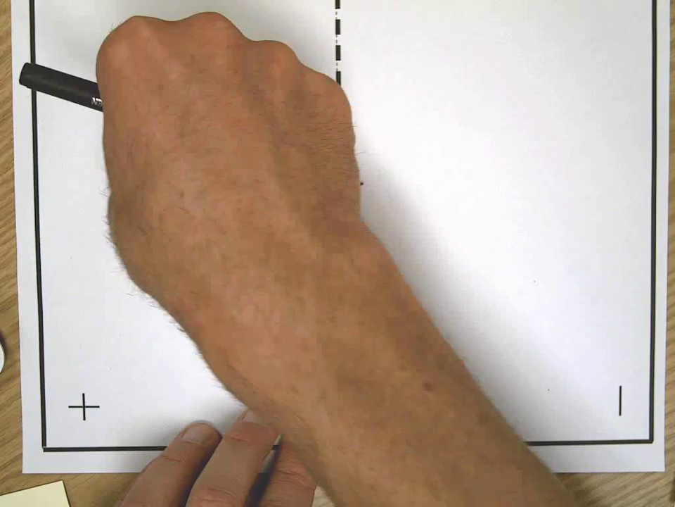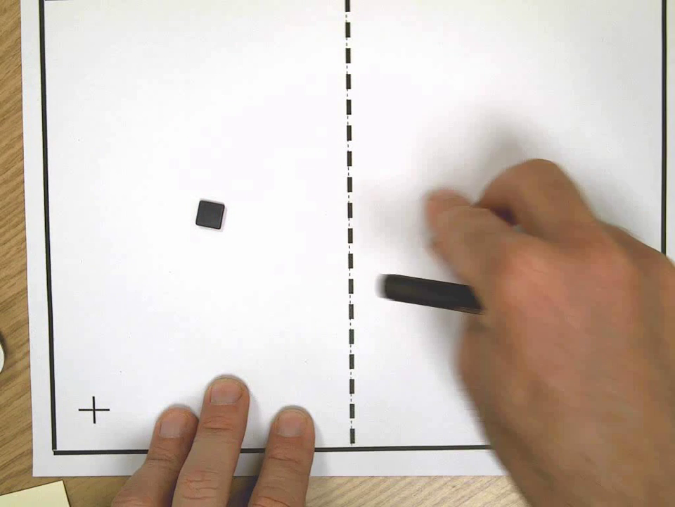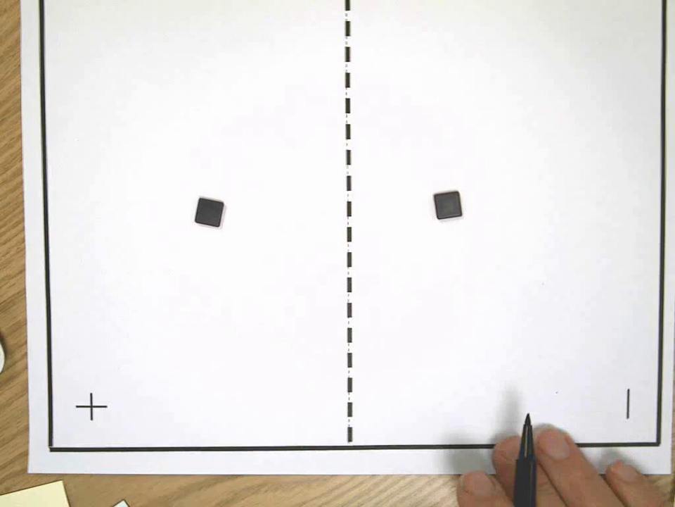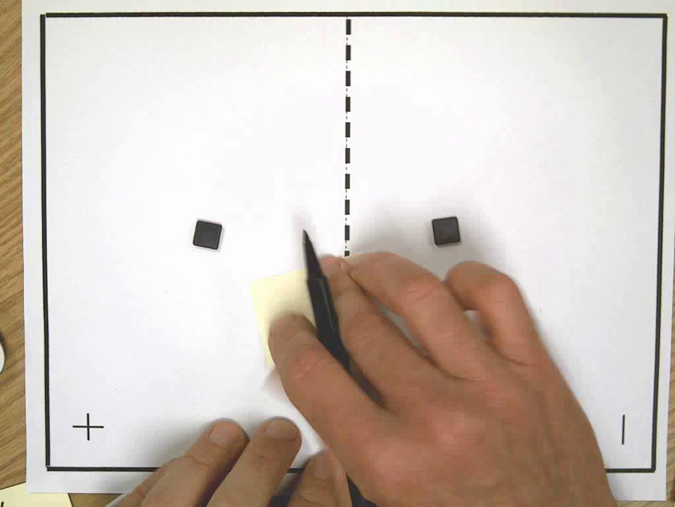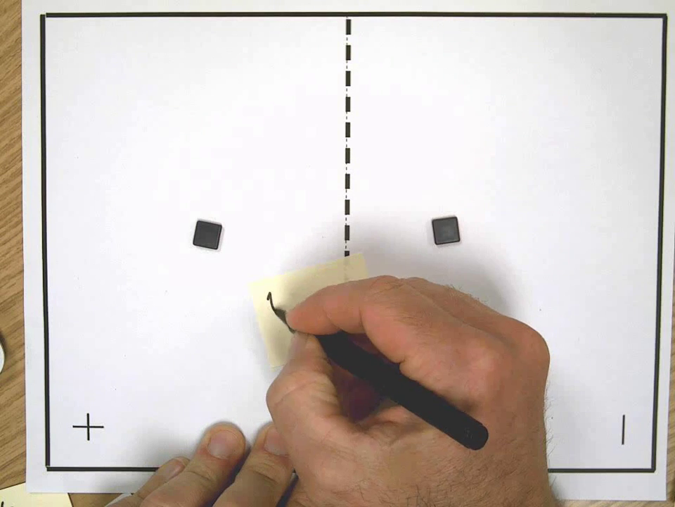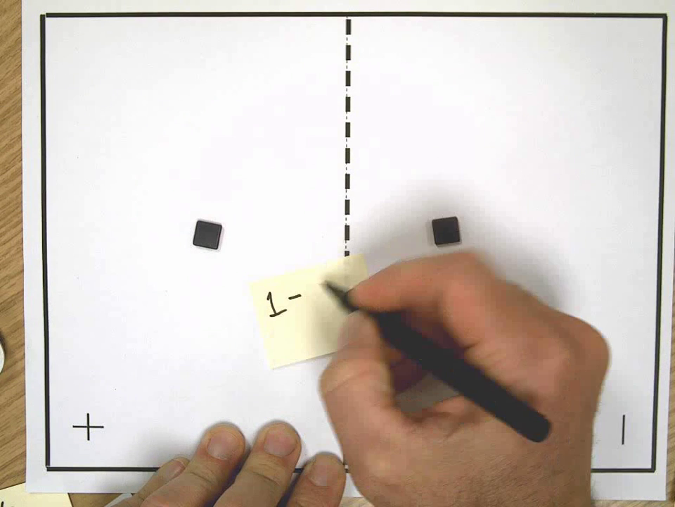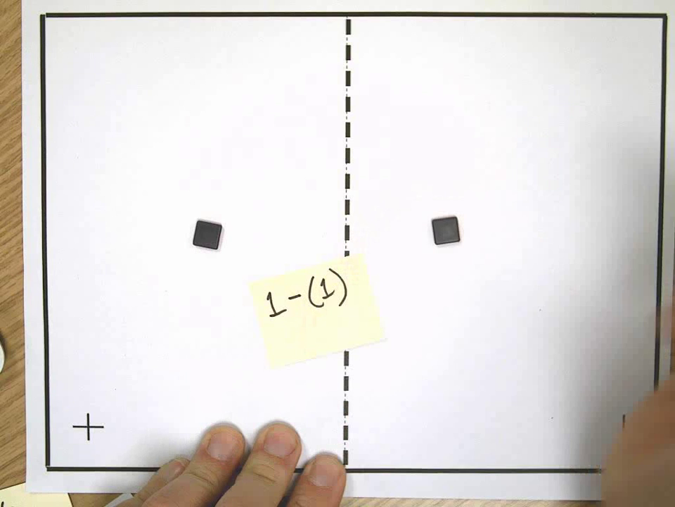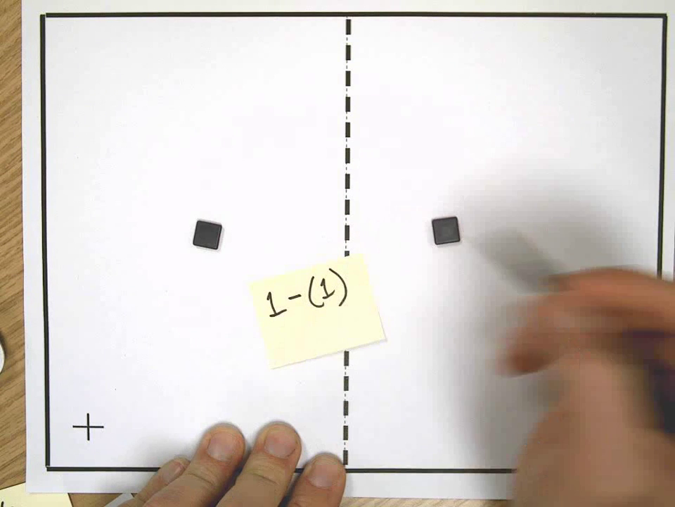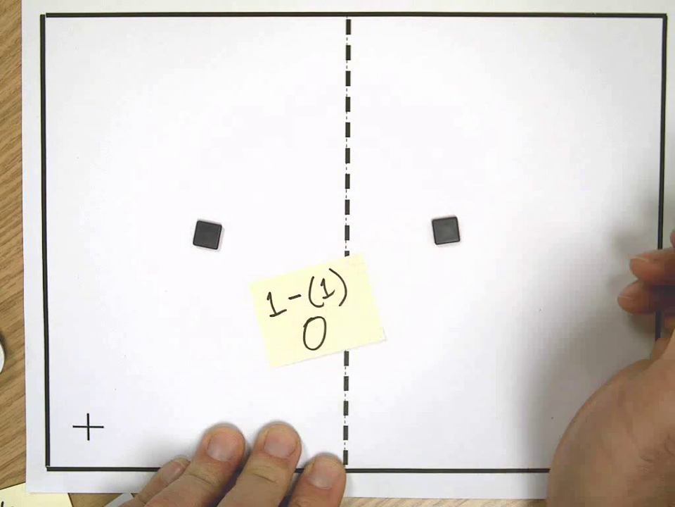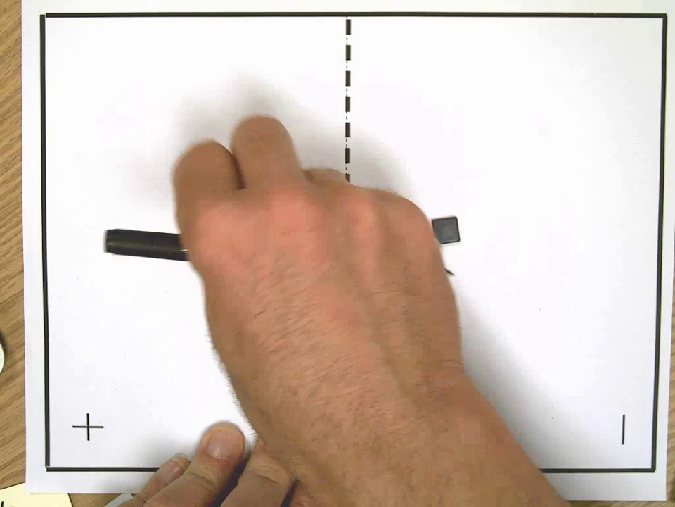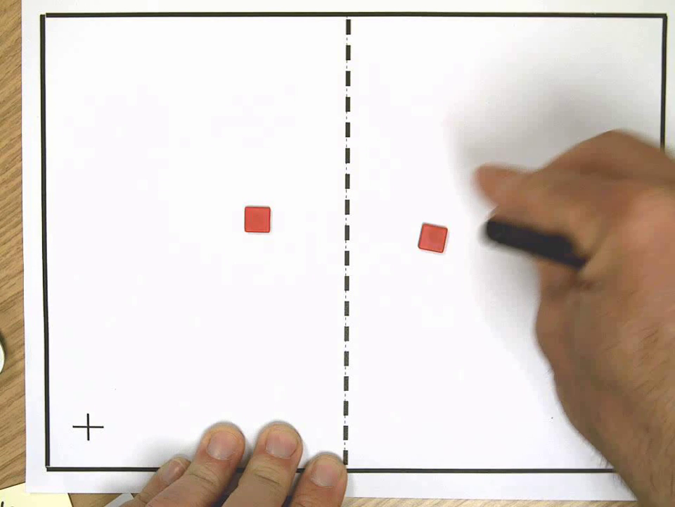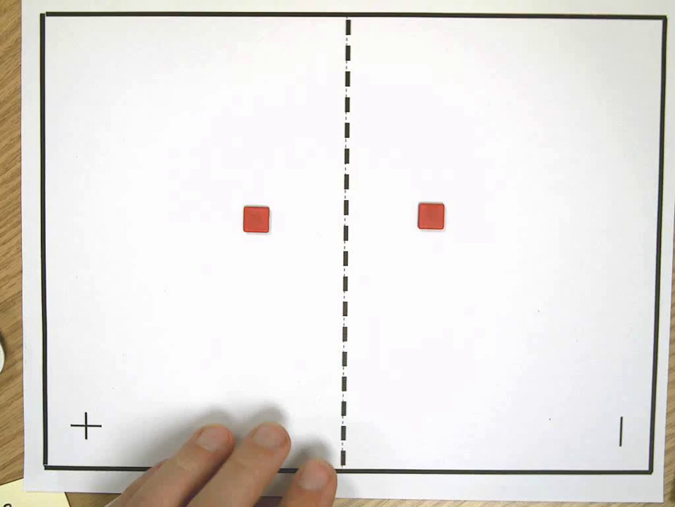Okay. I have one more thing to teach you here. What's the value of this? Well, let's analyze it. On this side, I've got 1. On this side, I've got the opposite of 1. 1 and the opposite of 1 is 0.